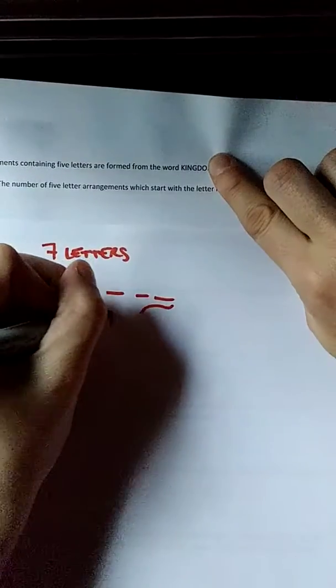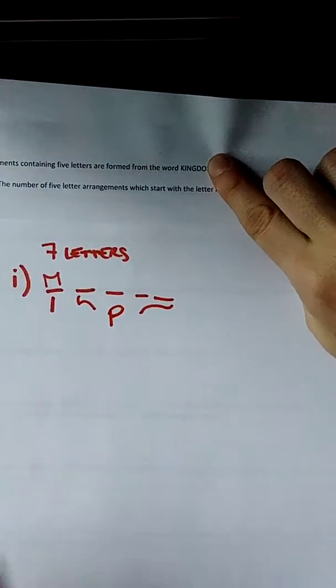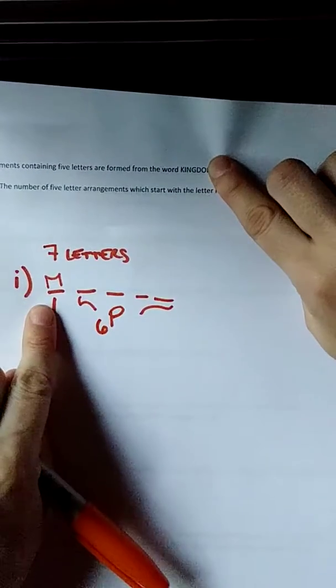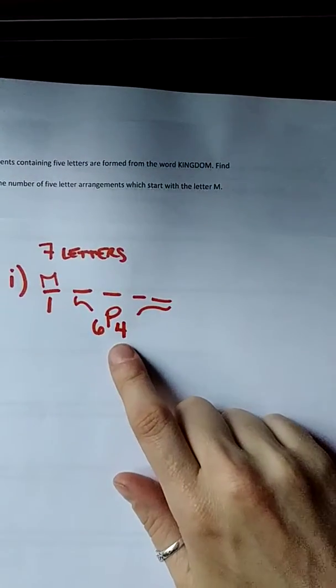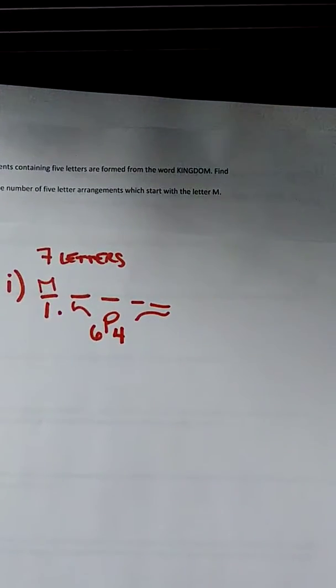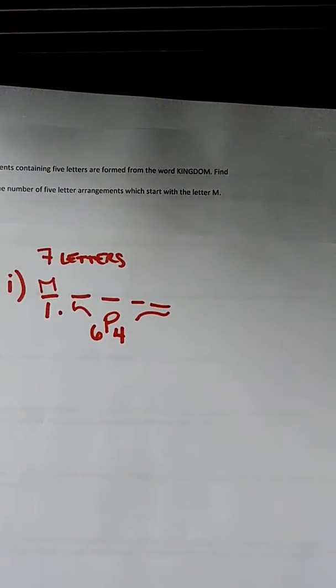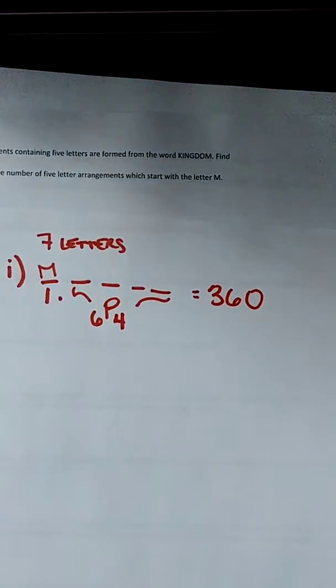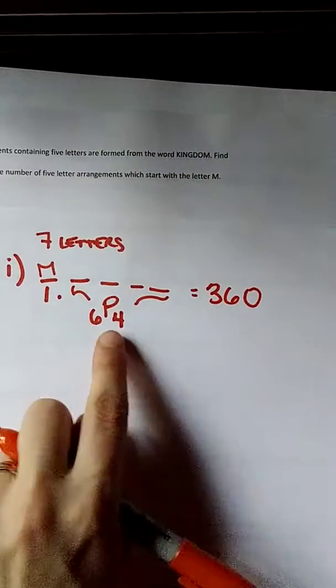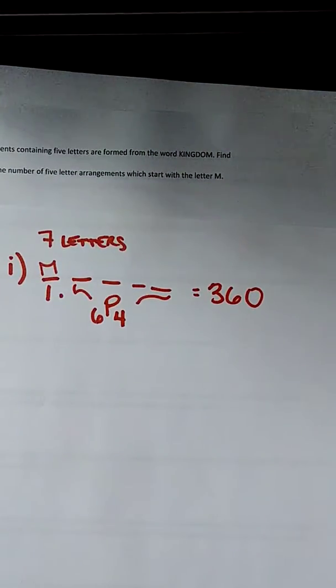I'm arranging these letters, so the arrangement means that the order matters. So I'm going to use a permutation, and I have 6 letters remaining after I choose the letter M, but I only want 4 of them. So I'm going to end up doing 6P4 times the 1 option that I have for my first letter. If I type 6P4 into my calculator, my answer is going to be 360 ways to arrange these letters, because when I multiply this by 1, it doesn't change.